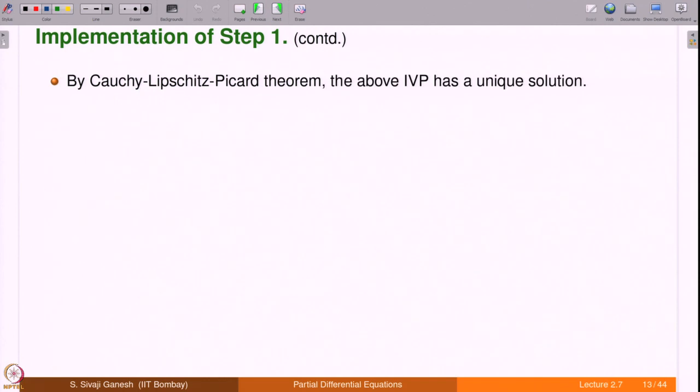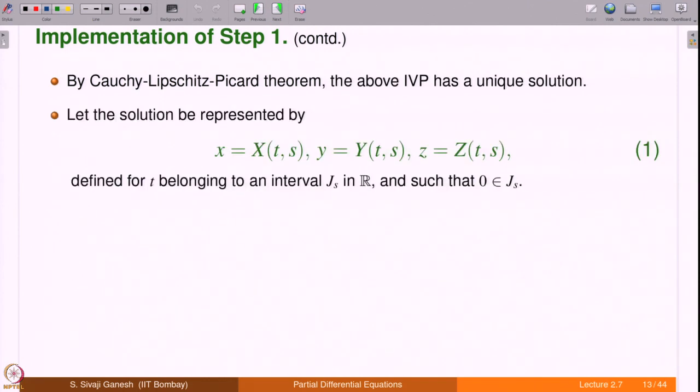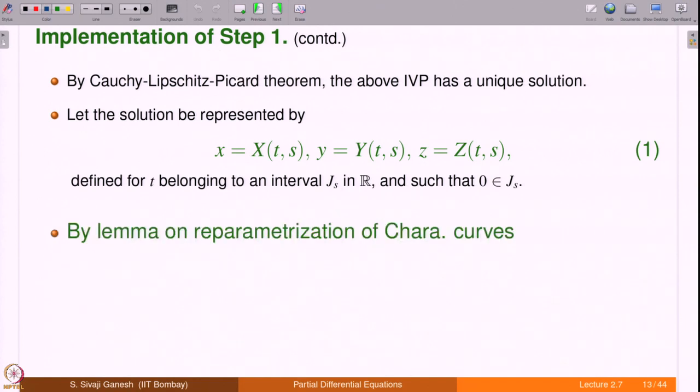Now, by Cauchy-Lipschitz-Picard's theorem, it has a unique solution. Let it be denoted like this, x equal to x(t,s), y equal to y(t,s), z equal to z(t,s). Where is it defined? s is in I and t belongs to J_s, which is an interval. Of course, the interval contains 0. Note the dependence of s on J_s, that is why it is written J_s. But we have seen a lemma on reparametrization, which says we may take J_s equal to R.